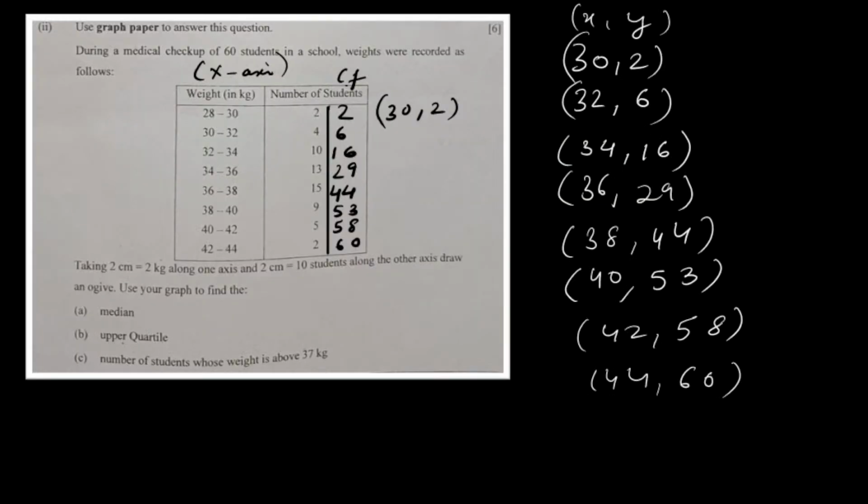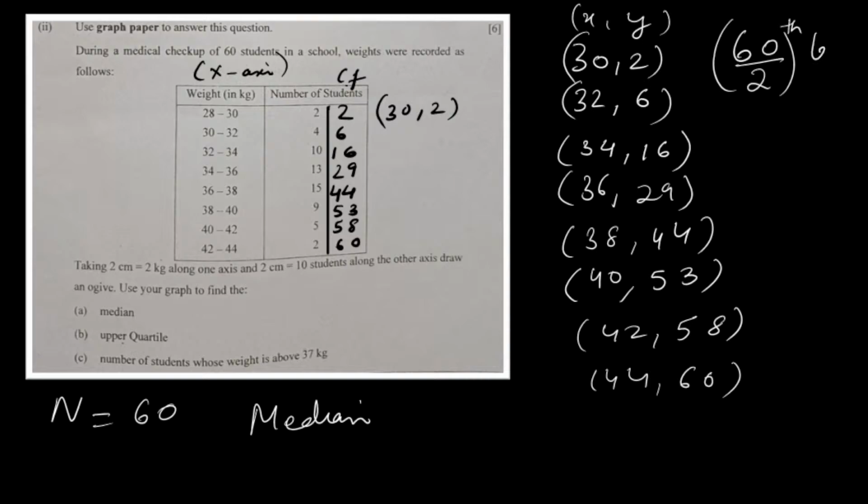Now what do we have to find? The curve is done. The median we have to find. We know the total of the frequency here: N is equal to 60. For the median, we divide N by 2. So 60 by 2 is 30. So the 30th term is the median.